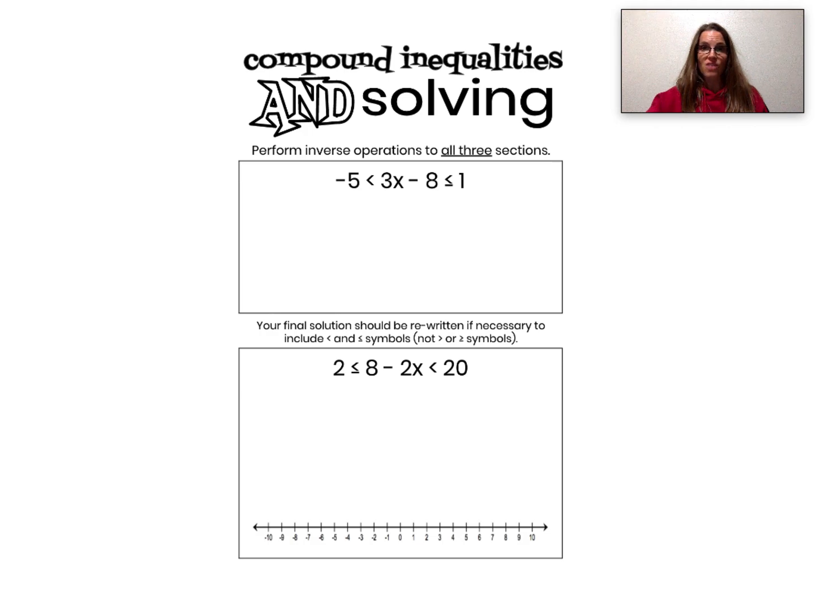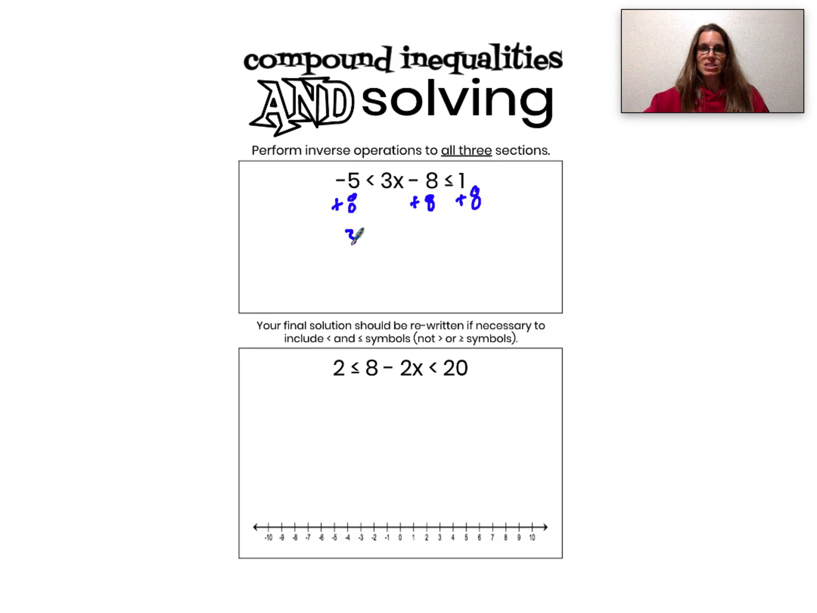When I am solving a compound "and" inequality, I need to isolate my variable by performing inverse operations to all three sections of my inequality. In this first example, in order to isolate x, the first inverse operation is to add 8. 3x minus 8 plus 8 will just leave me with 3x. Since I'm adding 8 to this middle section, I need to add 8 to the other two sections.